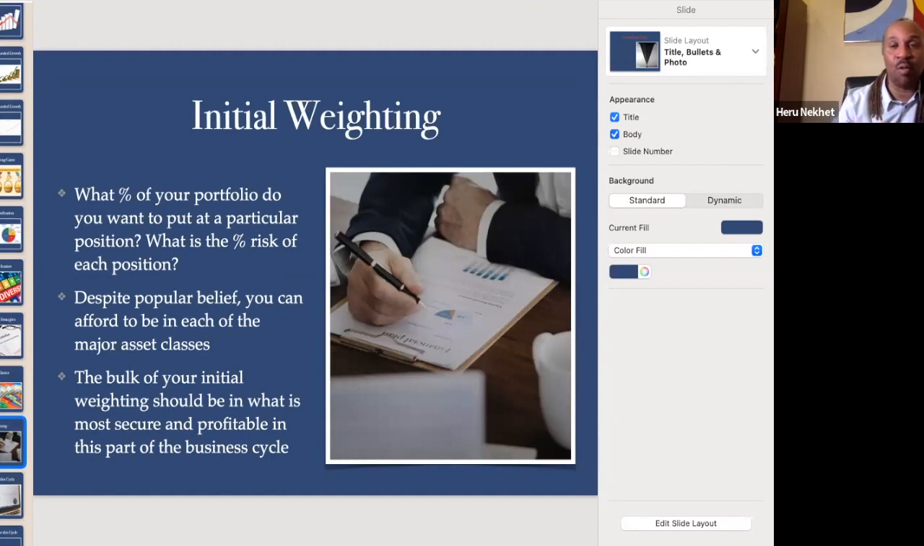What is the percentage of risk in each position? How much do we put in each position? What asset classes do we most heavily weight? Now, there's a myth that you can't afford to be in every asset class. And so people tend to make their decisions based on that.